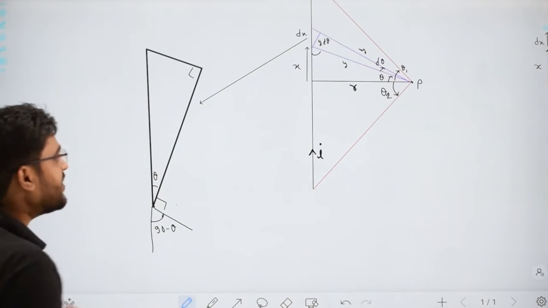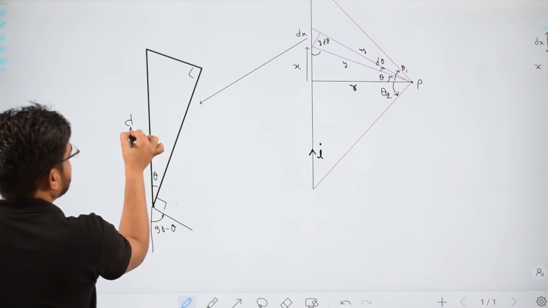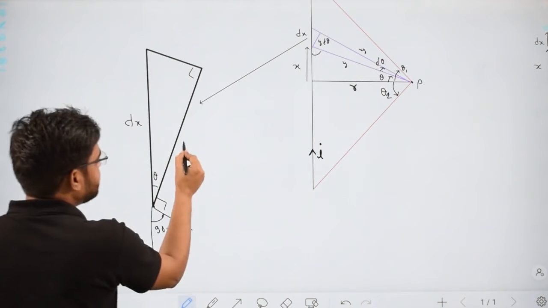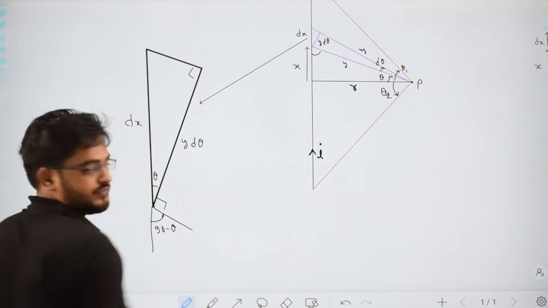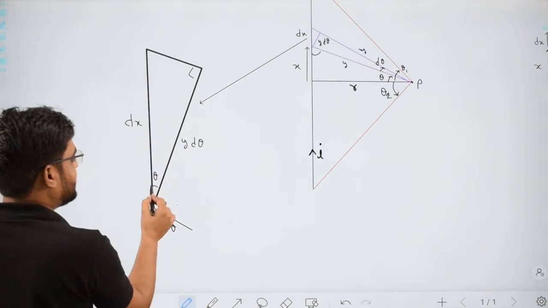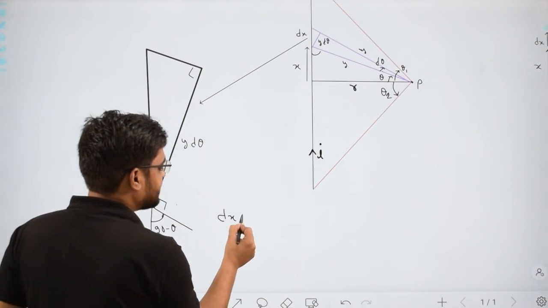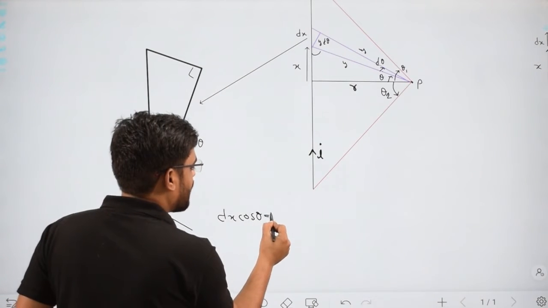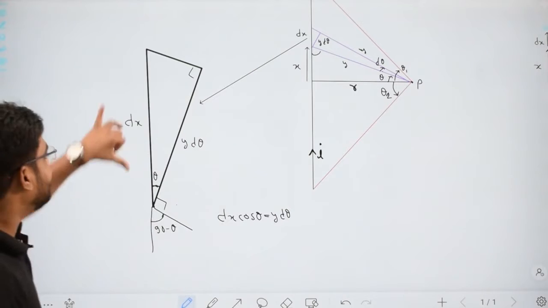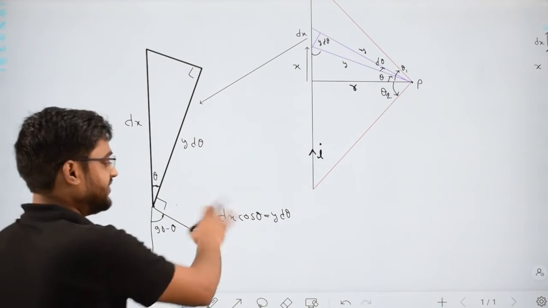Now, what about this width? This width was dx. So, this is my dx. What about this? This was nothing but y d theta, right? So, this length is y d theta. Now, let us relate this. I will say dx is the diagonal. So, dx cos theta, because this angle is theta. So, here I am writing that dx cos theta is nothing but y d theta. That's the first relationship between dx and d theta. So, that's the important thing. We'll keep it so that we can utilize it later.